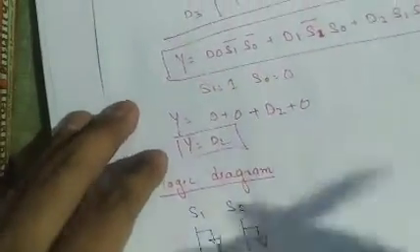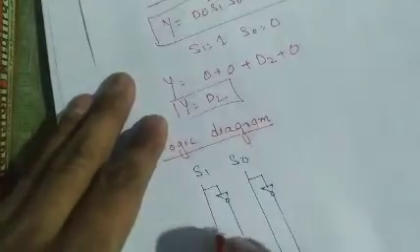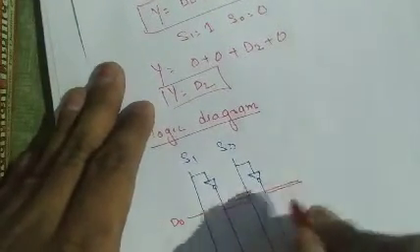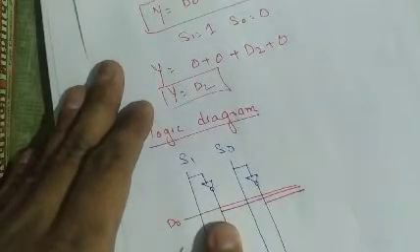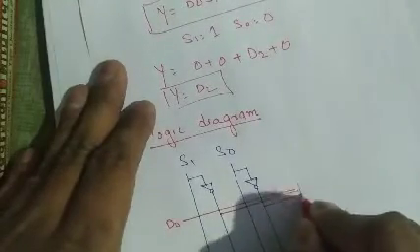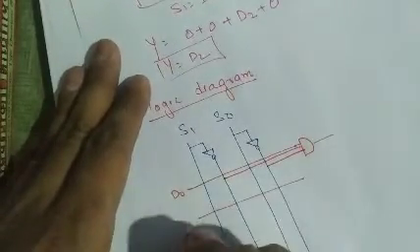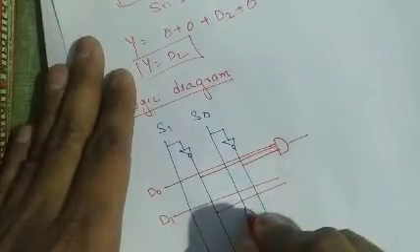The first expression is D0 S1 bar S0 bar. Here let the input be D0. Here I will take S0 bar, and S1 bar, and again I take S0 bar, and using an AND gate I connect these three inputs. Here D1, S1 bar and S0. Here S1 bar, here S0, using an AND gate.